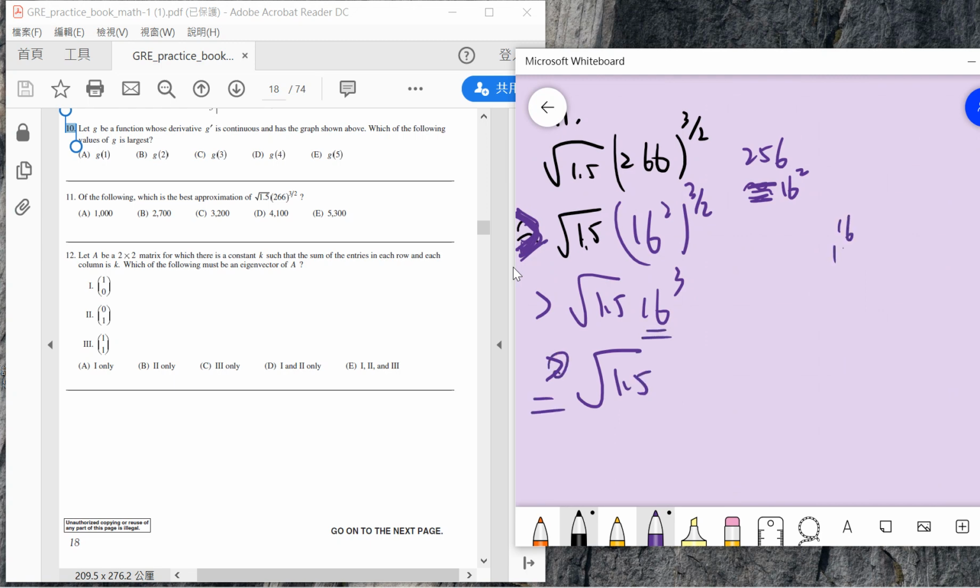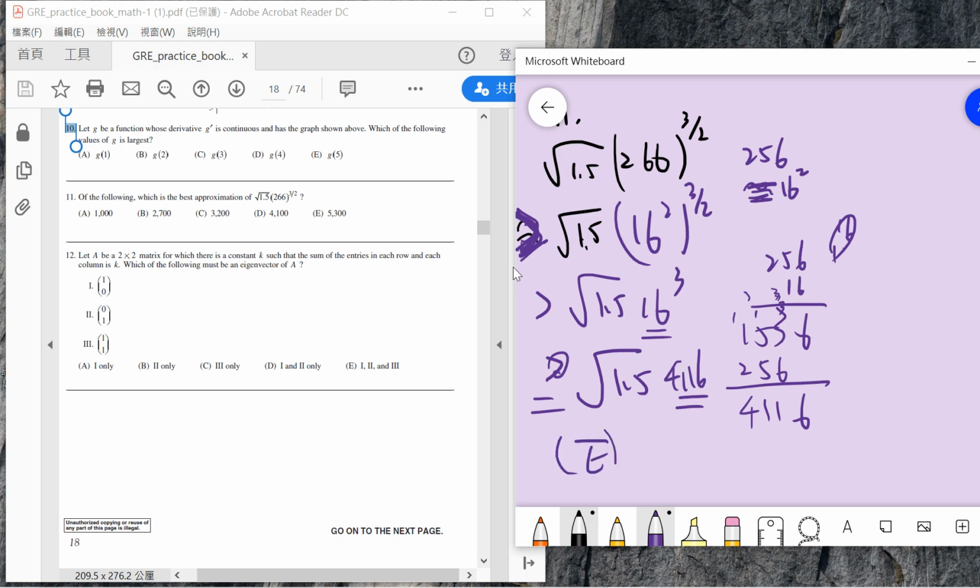So you can do the math. You can try to get this. Okay, maybe my computation is wrong, but 4116. So you know the answer is E, because only E is larger than this one. So we get it.